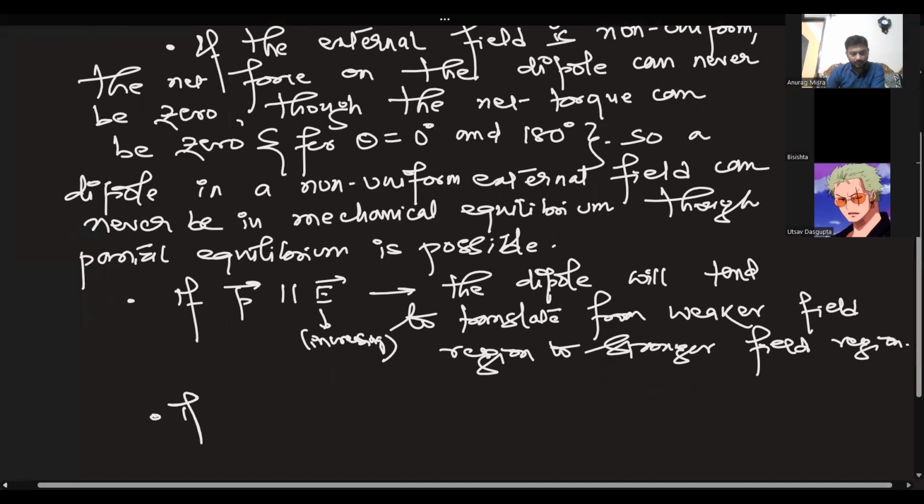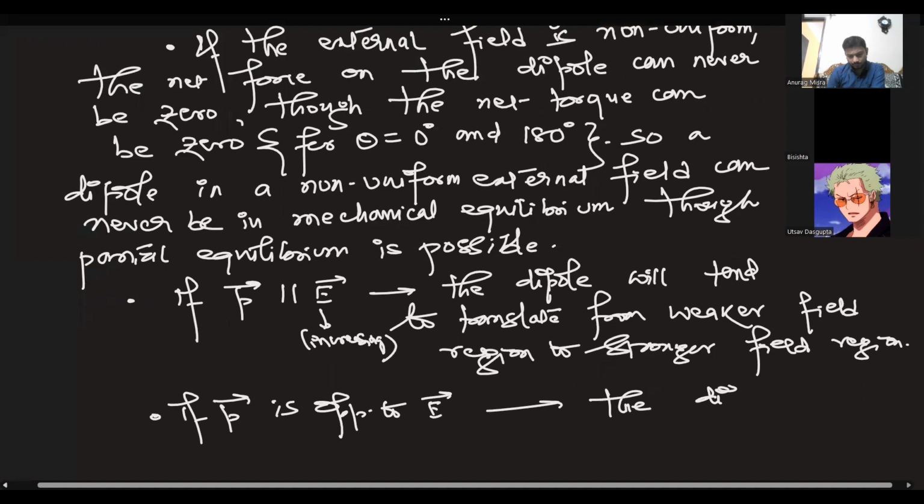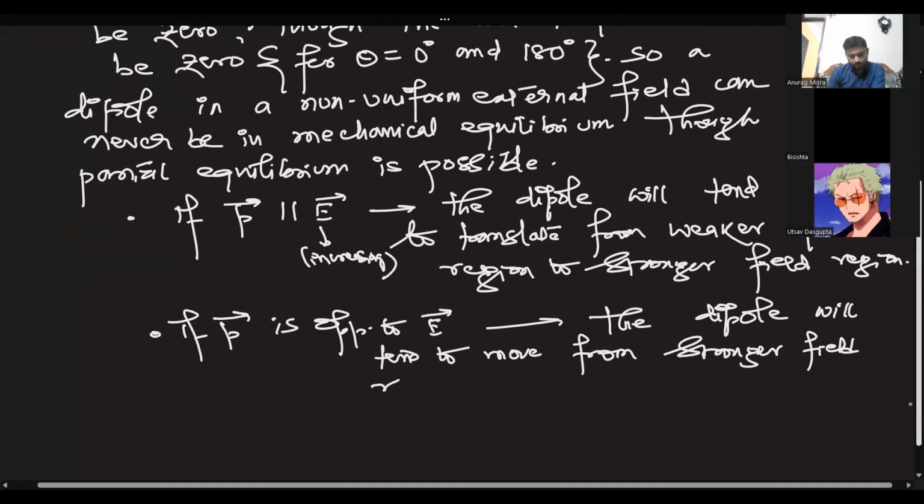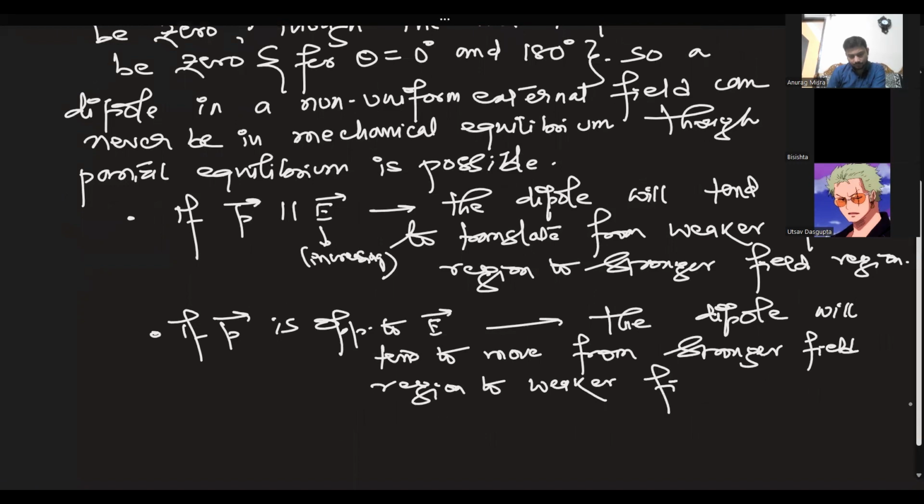On the other hand, if p is opposite to E, in this case the dipole will tend to move from the stronger field region to the weaker field region. Is that clear? Yes, sir.